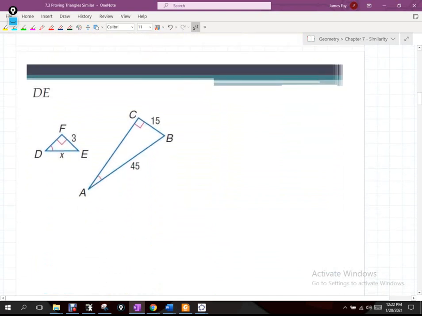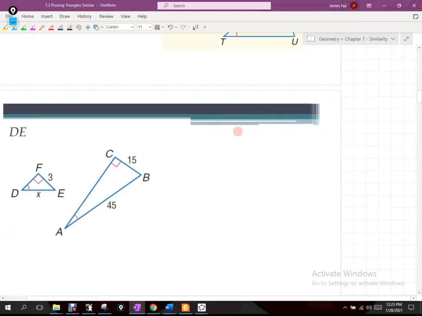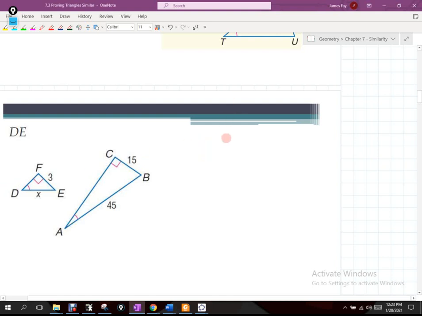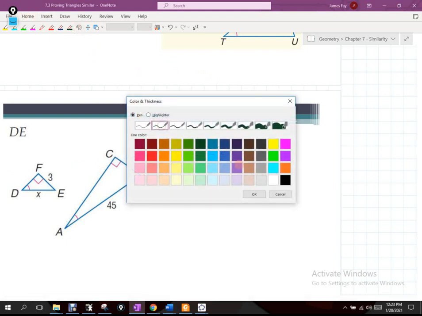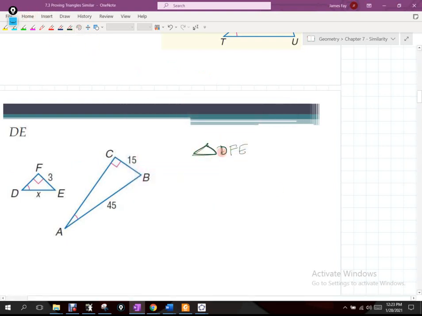Are these used to find missing values? Are these two triangles similar? Yes, they're similar by angle-angle, right? Okay. So what I'm going to do is write a similarity statement for this first triangle. So I'm just going to name it DFE. And again, the order doesn't matter for the first one. But if I name that first one DF, that means down here I need to go from A to C.